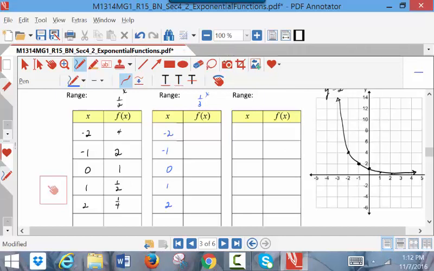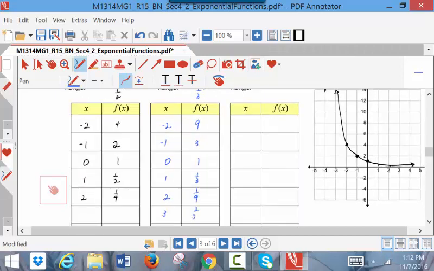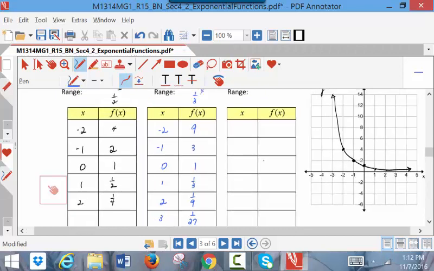Okay, so 1/3 to the power of 0 is 1. That's the easy one. Always, just 0, 1. 1/3 to the -1 is 3. 1/3 to the -2 is 9. 1/3 to the first power is 1/3. 1/3 to the second power is 1/9. And if you want to put another one on here because I have room, 1/3 to the power of 3 would be 1/27. You can see these numbers get very small and very large quickly, changing very quickly.